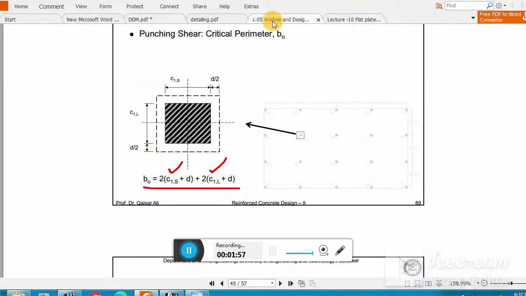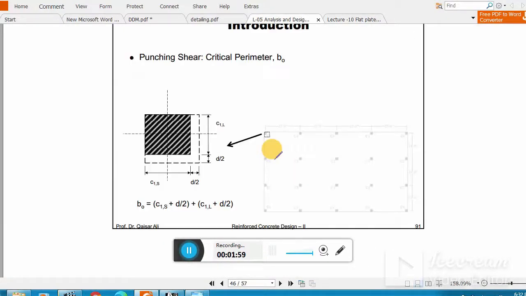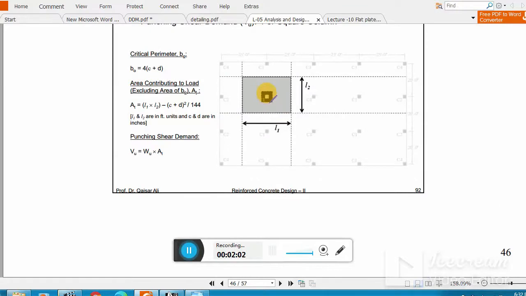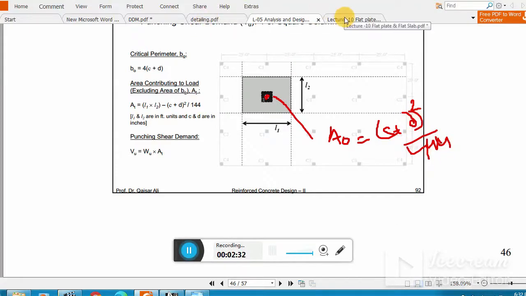Okay, and how to subtract this area, you already know that you have to find out that black area within the column area. So this will be your critical area, that is denoted by A0. And I already explained in lecture number 10 how you determine that A0. Okay, if it is a square column, then you can easily determine that A0 area. This is just only C plus D whole square, divided by 144 to convert it into feet square. Okay, so this is in the case of a square column.